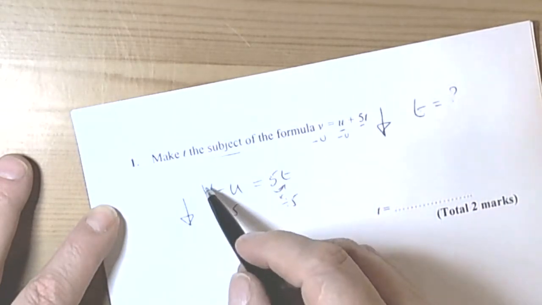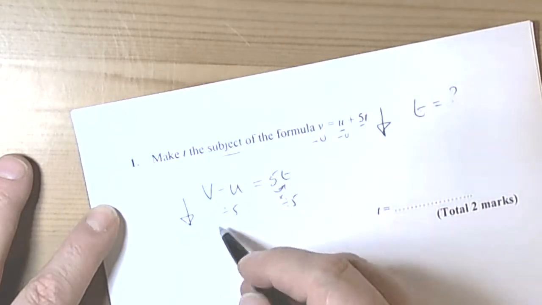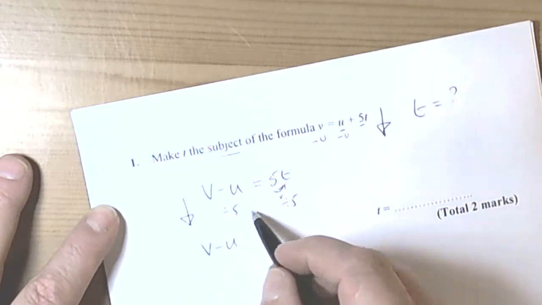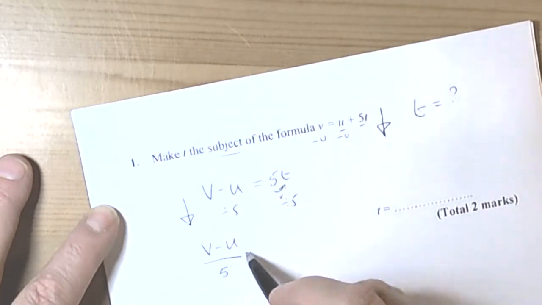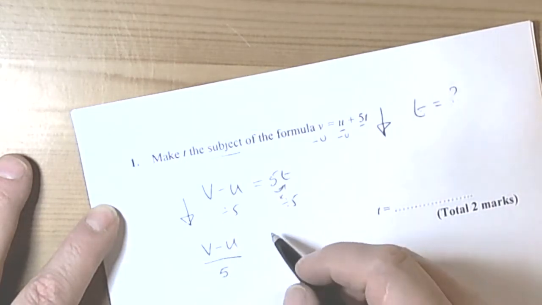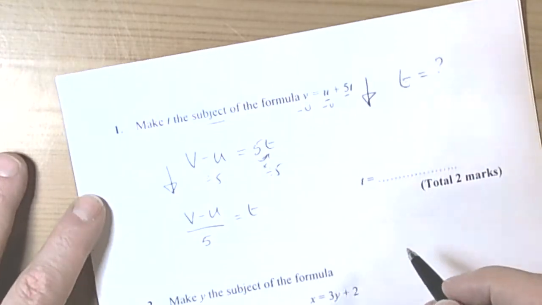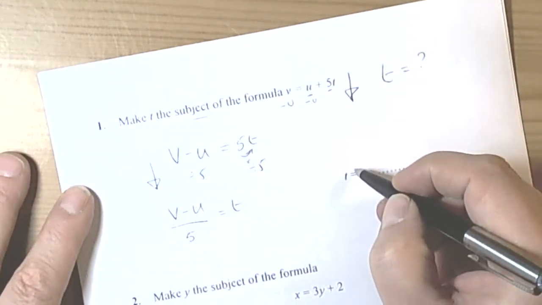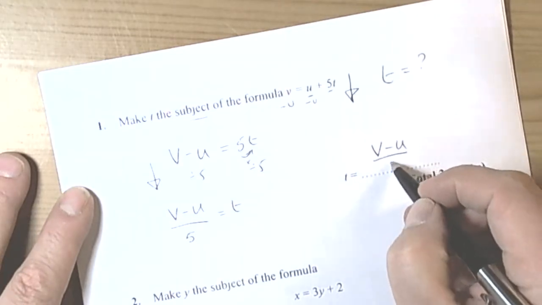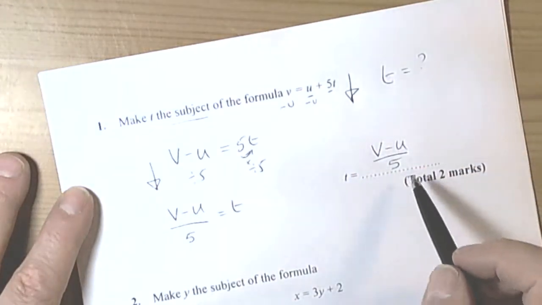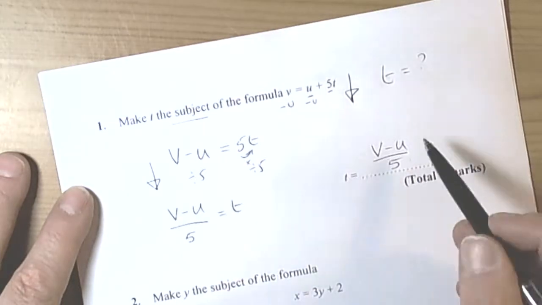Again, we always come downwards, so we have v minus u first. Then we're dividing by 5, well the symbol for divide is the line across. So we've got v minus u divided by 5 equals t. So our final answer to have t on its own is v minus u divided by 5. At this stage we should check that that has all worked.